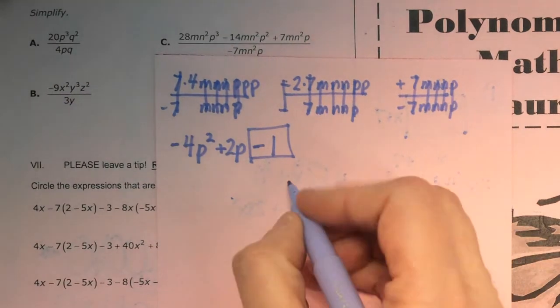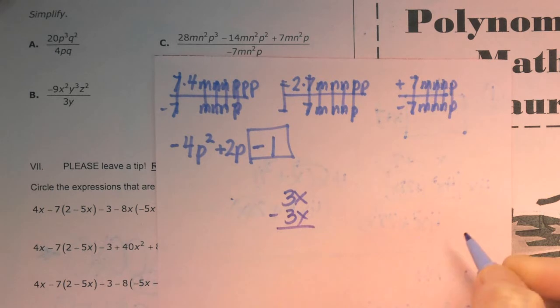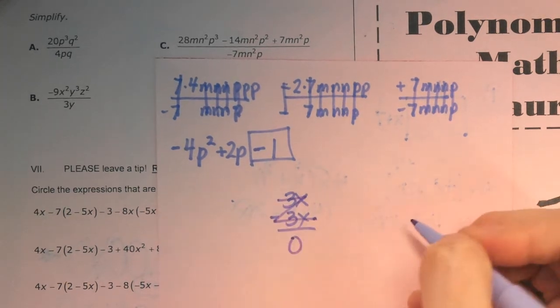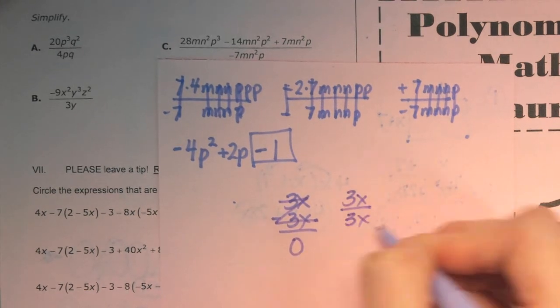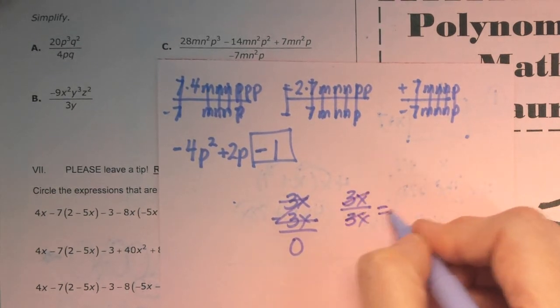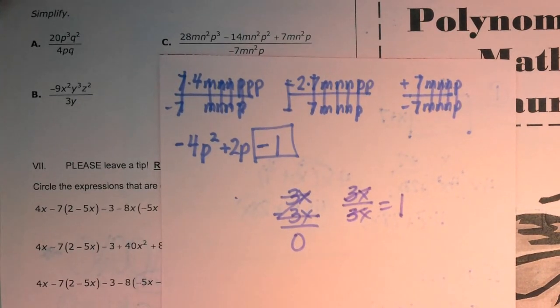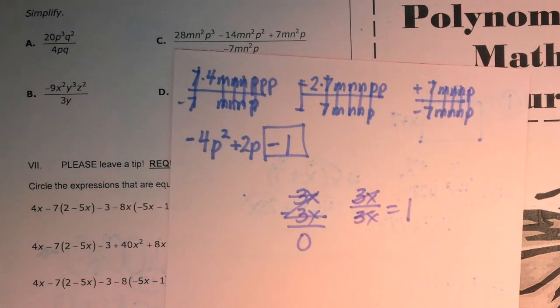So if I have 3x minus 3x, right? These zero out, leaving me with nothing. If I have 3x over 3x, these cancel out, leaving me 1. So when I zero things out, they make 0. When I cancel things out, they make 1. Does that make sense?